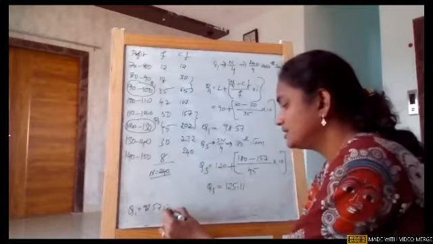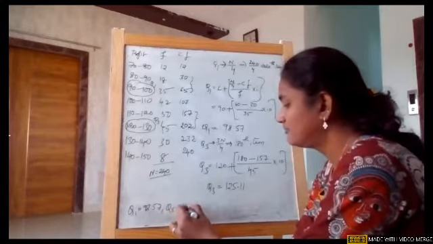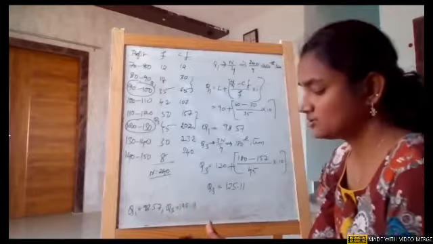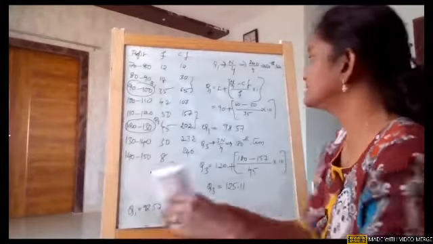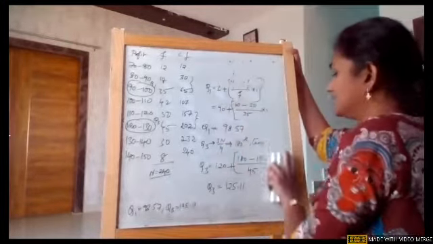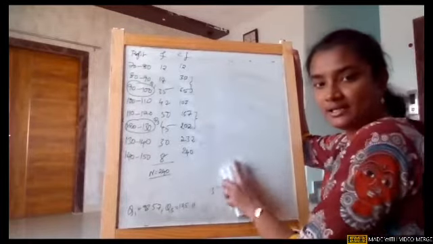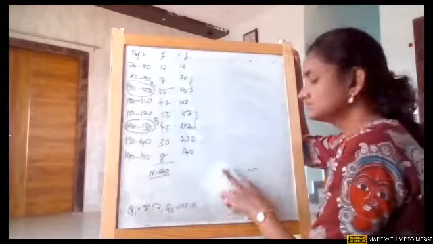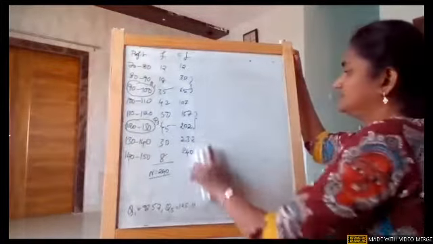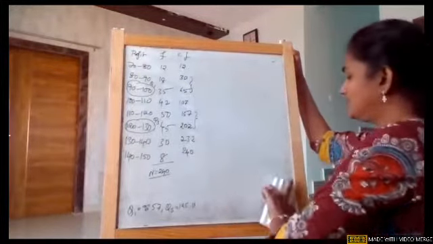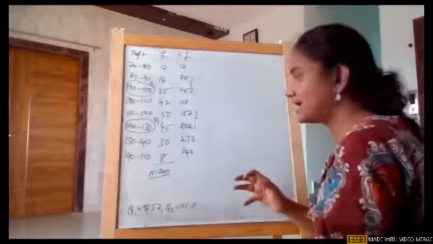Okay, so Q3 is 125.11. So similarly, what is our next step? We need to calculate the median as well. Girls, are you all understanding? Any doubt? If you're having any doubt, you can interrupt me and you can ask.